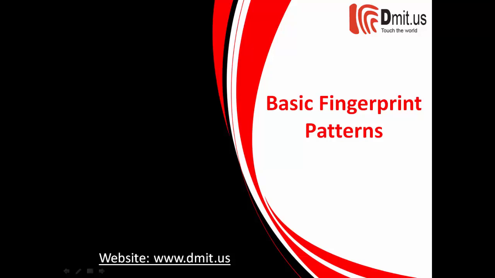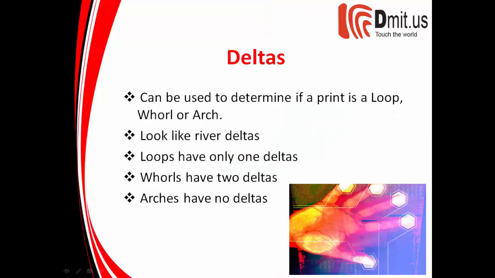As I mentioned in the previous video, the delta is an area that can be used to determine if the print is going to be a loop, a whorl, or an arch. Now, it looks kind of like a river delta, and that's why it was named that way. Here's what you need to know. Loops only have one delta. Whorls have two deltas, and arches have no deltas.